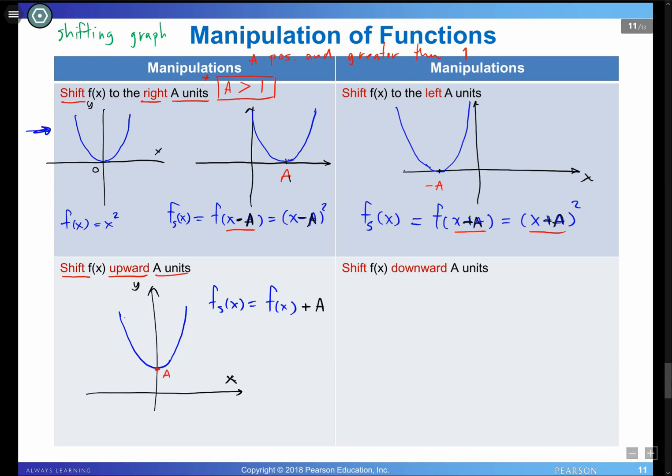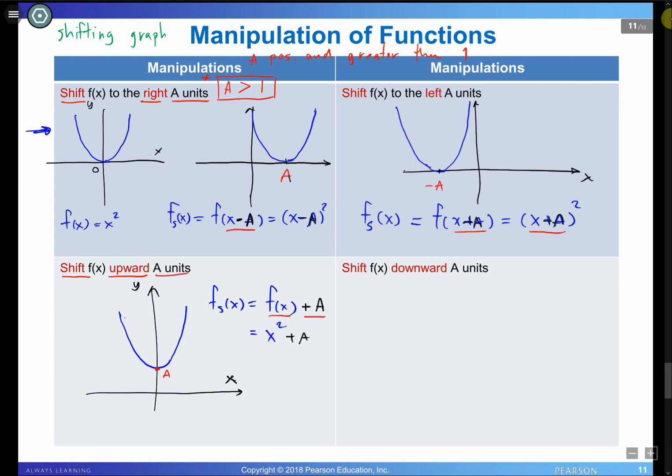So in the end, this becomes equal to f(x) = x squared plus a. As you can see here, this is the same as the old graph, but now you shift it up a units. That's straightforward. What about shifting down a units? So it's the other way around.